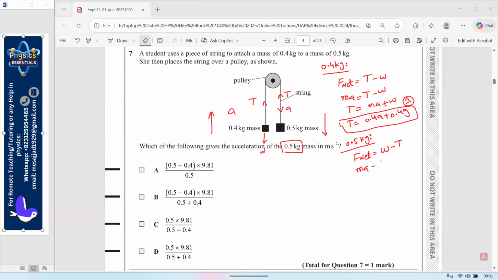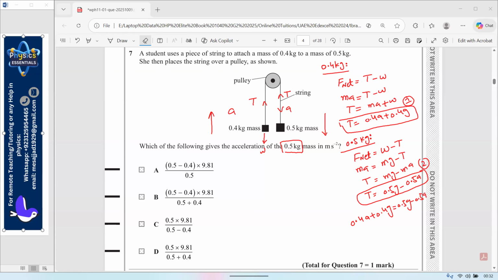So MA equals mg minus T. Rearranging it will give us mg minus MA. And from here, you are just putting the masses: 0.5 g minus 0.5 a. This is 2. Now you can see that equations 1 and 2 have tension on the left hand side, so you can compare them and eliminate the tension. Just comparing and writing it, 0.4 a plus 0.4 g equals 0.5 g minus 0.5 a.